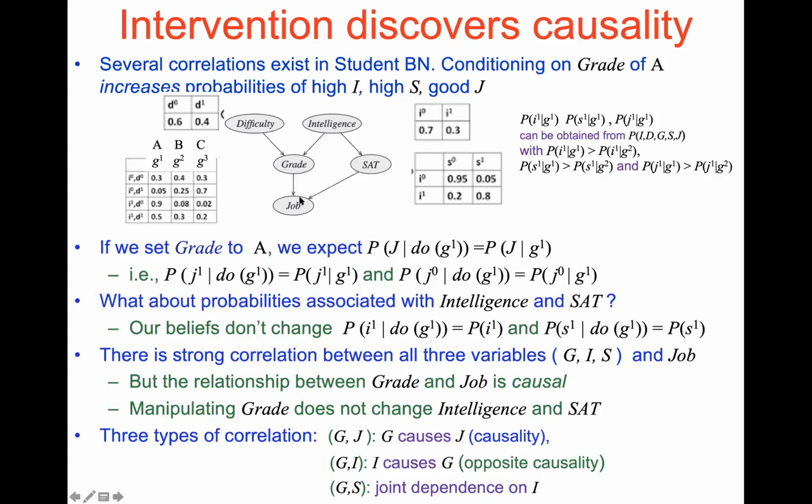GJ, G causes J, is causality. GI is correlated. Why is it correlated? Because it's the opposite of causality, I and G, but it's not causality. And G and S are correlated, but it's not causal. It's only joint dependence. G and S depend on I, right? So that's what we are looking at here. So G and S are jointly dependent on I.